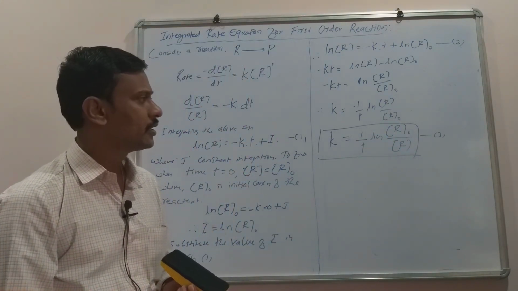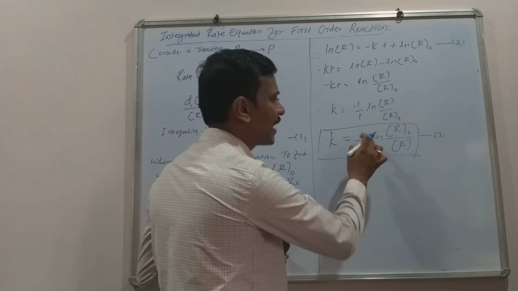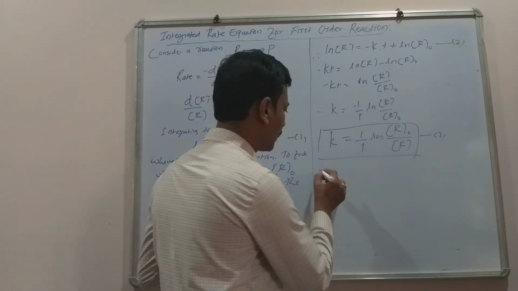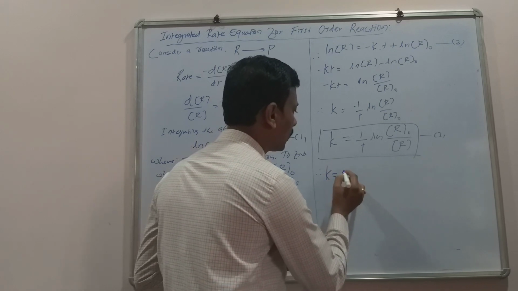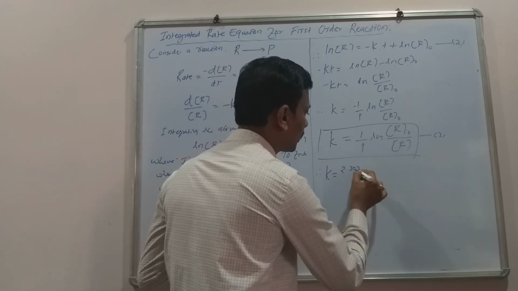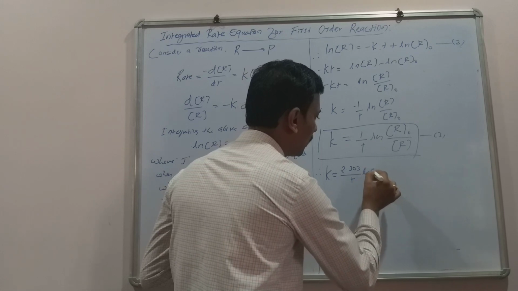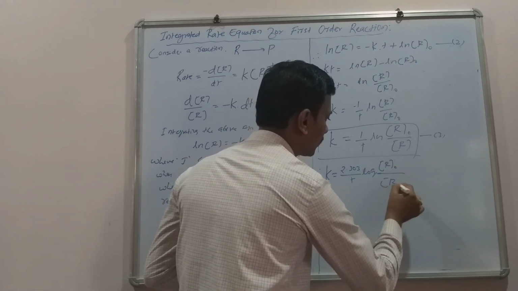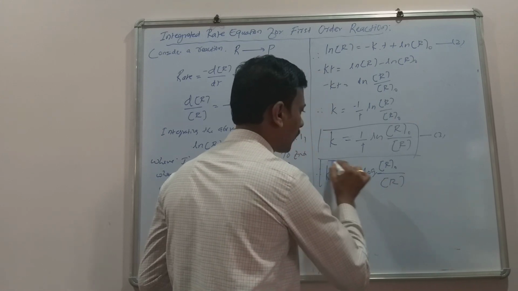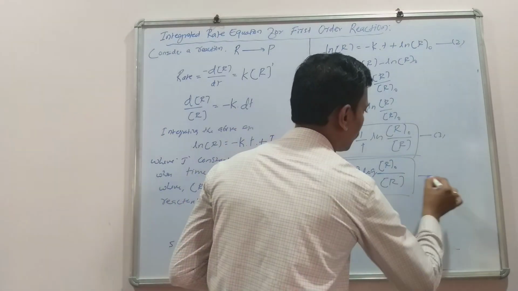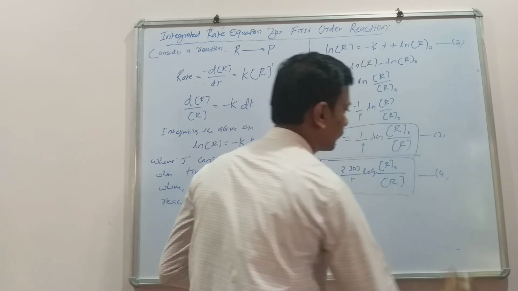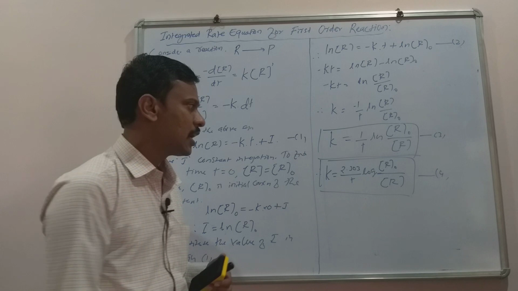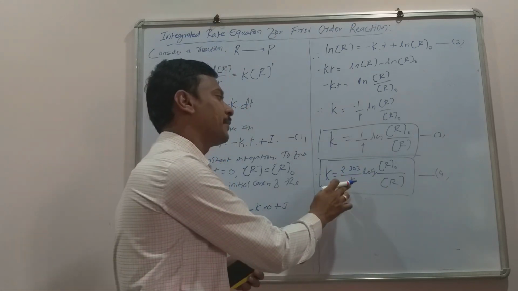Is it right? Now if you have to convert ln into log, you have to multiply by 2.303. Therefore k is equal to 2.303 by t log of concentration of R naught divided by concentration of R. This is the final equation. Up to this you will get 3 marks. Here R naught is the initial concentration and R is the concentration at time t.